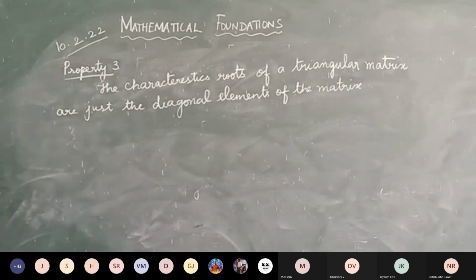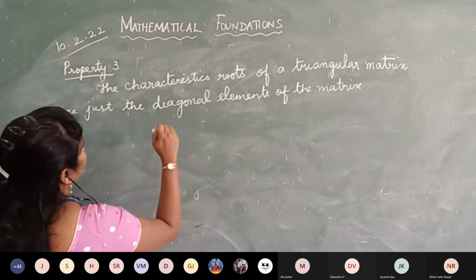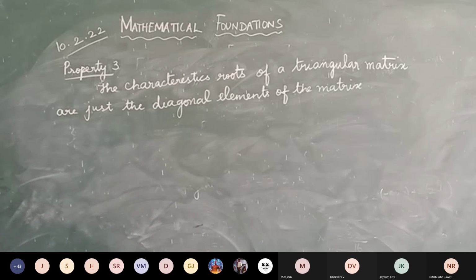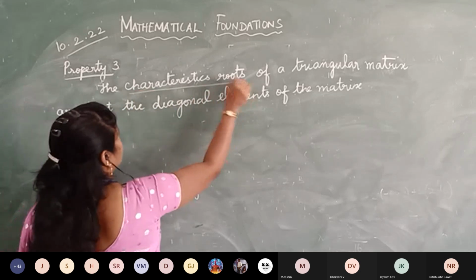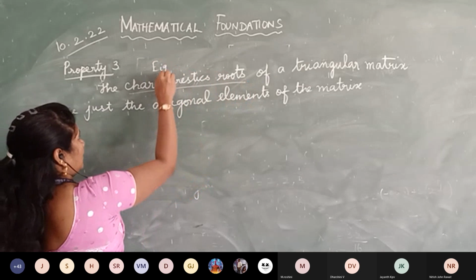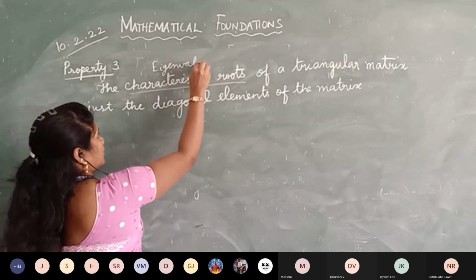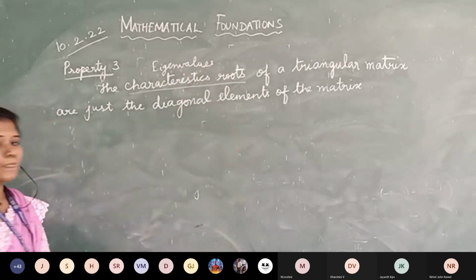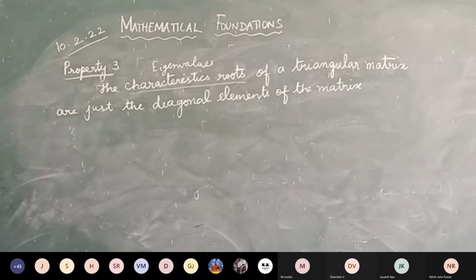So the characteristic roots of a triangular matrix are just the diagonal elements of the matrix. These characteristic roots can also be written as eigenvalues, nothing but eigenvalues, okay? Getting confused? So this is your property. For this, an example.